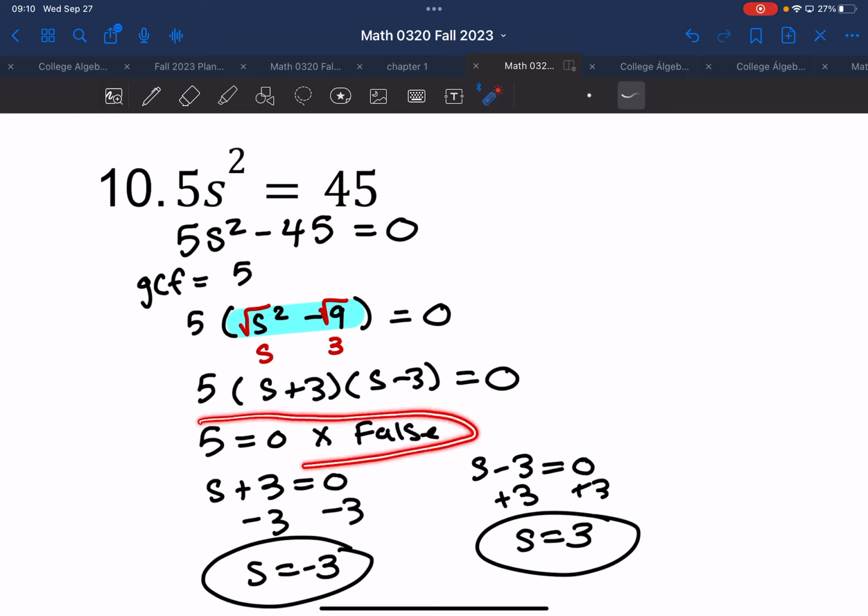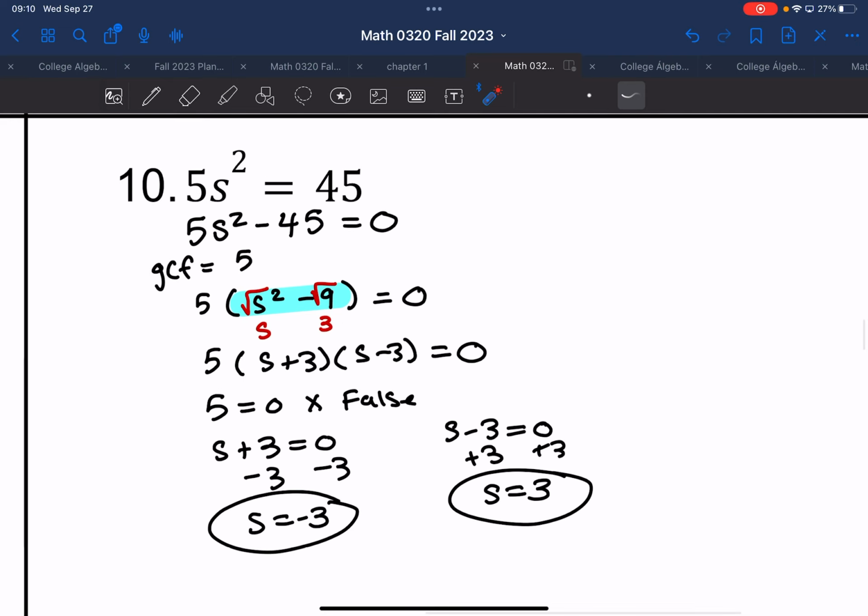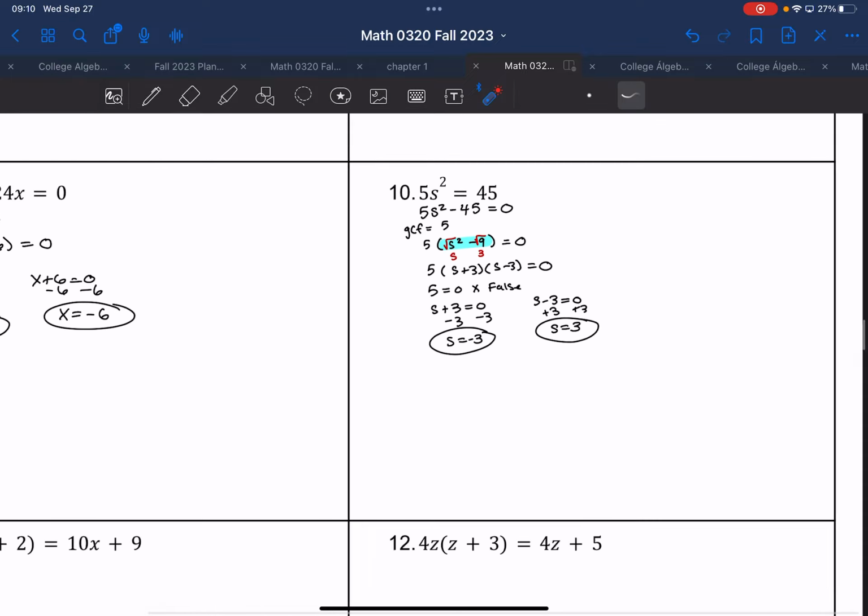I need to see this step. Even though 5 equals 0 is a false statement, I still need to see that you understand that every component has to be set equal to 0. Okay. So again, this is not an answer because it's a false statement. So that means we only had two answers here, negative 3 and positive 3. Okay, let's look at the next one.